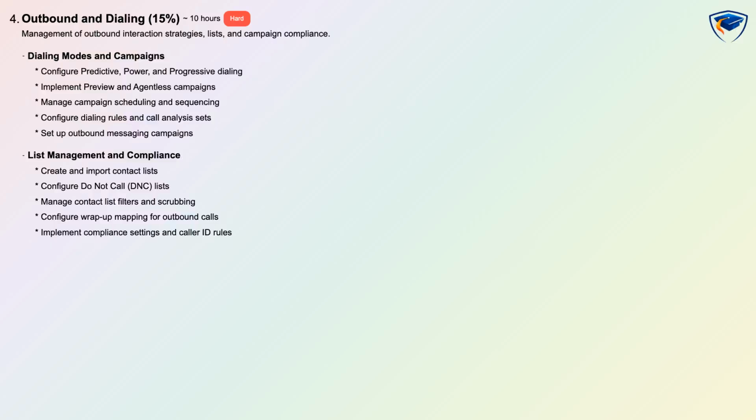The list management and compliance portion covers creating and importing contact lists, configuring do not call lists, scrubbing and filtering contacts, mapping wrap-up codes for outbound calls, and implementing caller ID and compliance settings. Practical campaign configuration and understanding legal and quality constraints are essential for success.